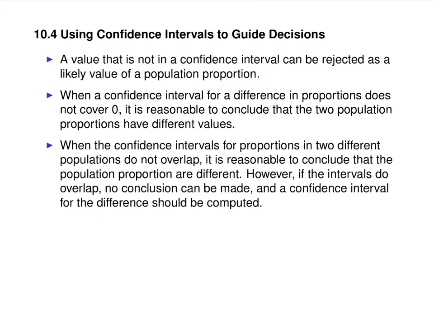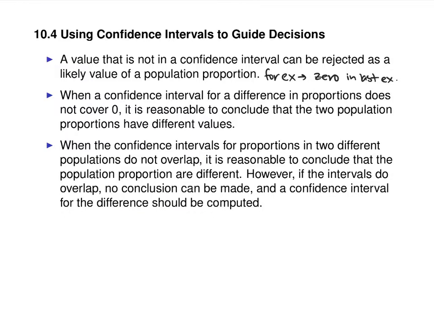So the last section in this chapter talks about using confidence intervals to guide decisions. So, for example, a value that is not in a confidence interval can be rejected as a likely value. So if the confidence interval gives the plausible values, and something is not in your interval, therefore it's not plausible. So for example, 0 in the last example, we were able to reject that as a plausible value as it was not inside the interval.